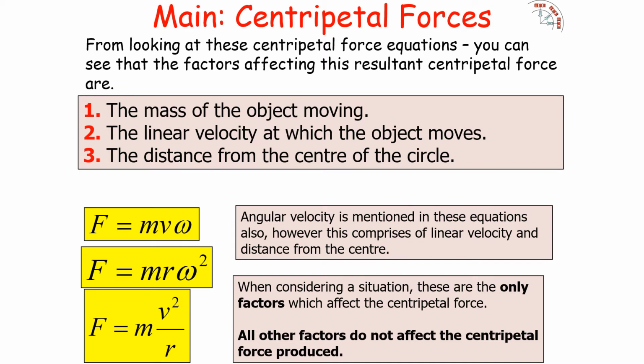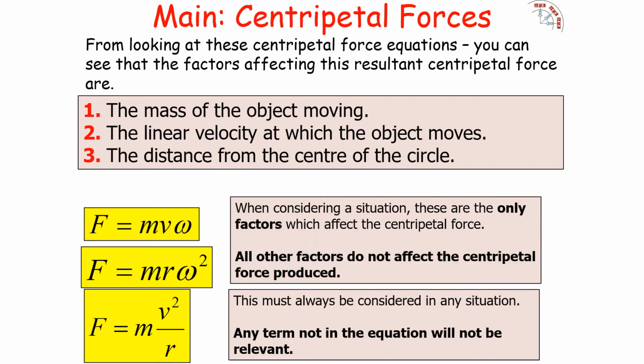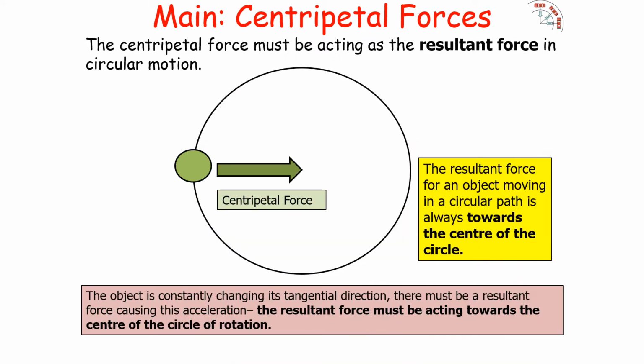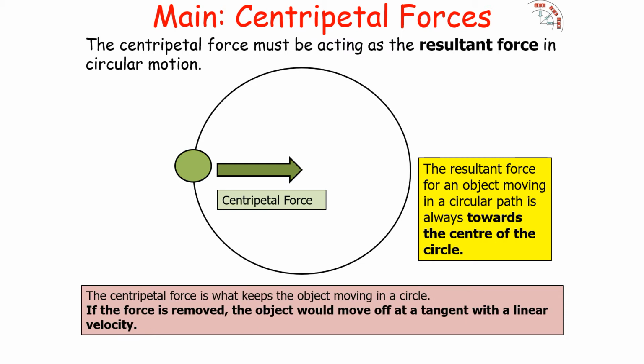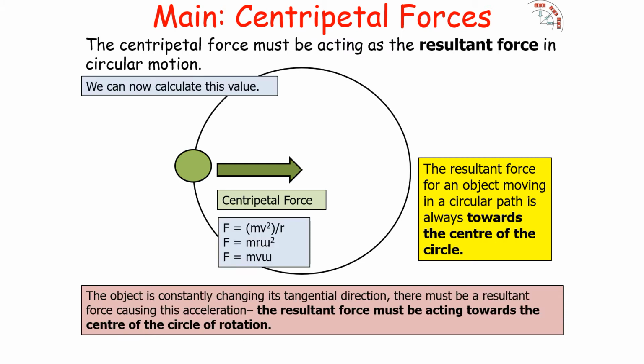All other factors do not affect the centripetal force produced, because there's no other term in the equations. So what we can say is that this is the resultant force for an object moving in a circular path, and it acts towards the center of the circle. If the force is removed, the object would move off at a tangent with a linear velocity. So we can now actually calculate this value.